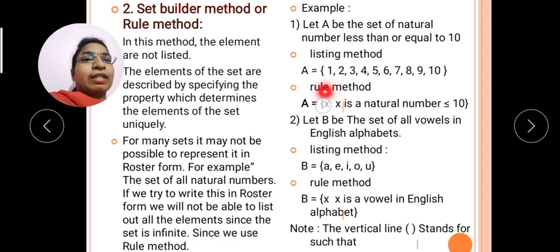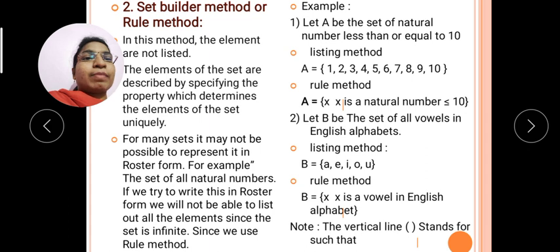This is the listing method. See, less than or equal to 10. How many natural numbers are there? 1 to 10. 1, 2, 3. Because what is the specific condition here? Less than or equal to. If it only asked less than, then we couldn't add 10. Here they are asking less than or equal to 10, meaning 1, 2, 3, 4, 5, 6, 7, 8, 9, 10. These are total 10 elements. But this is the listing method. Then the question arises how to represent it in the rule method. So in the rule method, we use this symbol.